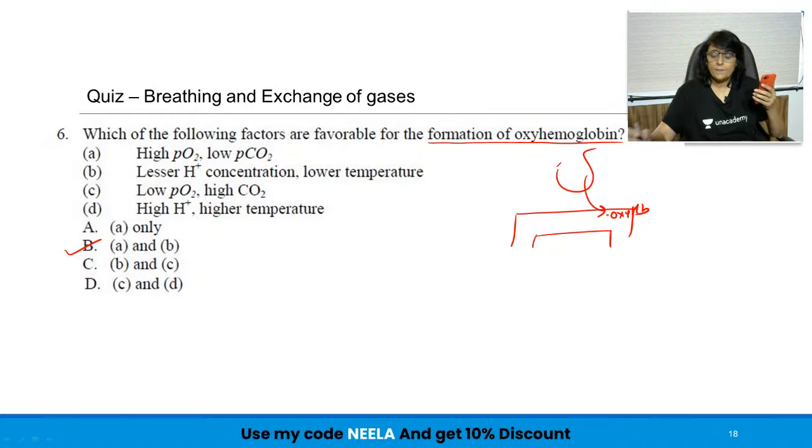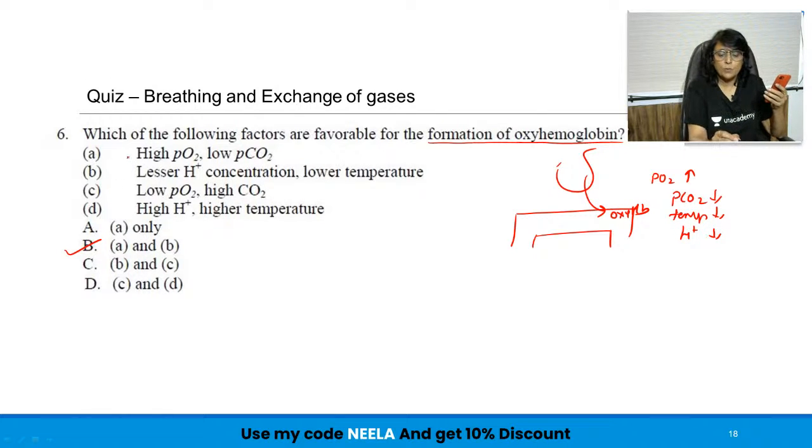Now here, PO2 is high, PCO2 is low. You're breathing in colder air, fresh air, so temperature is low as compared to the muscle or the tissue. H ion concentration is also low. So out of this, high PO2, low PCO2, lesser H and lower temperature, there is no high PCO2 and there is no high temperature. So A and B, these two are the correct statements.